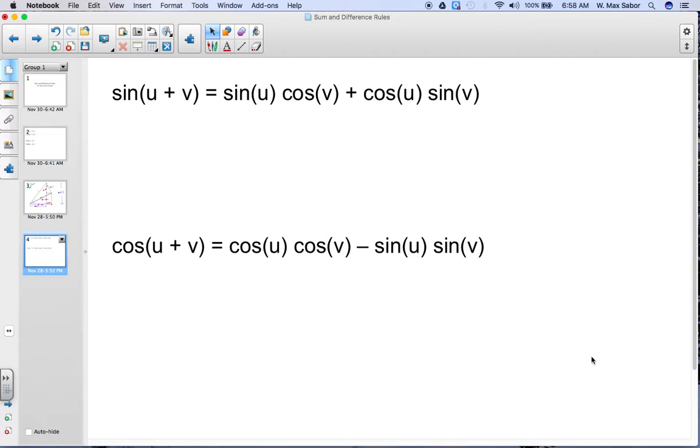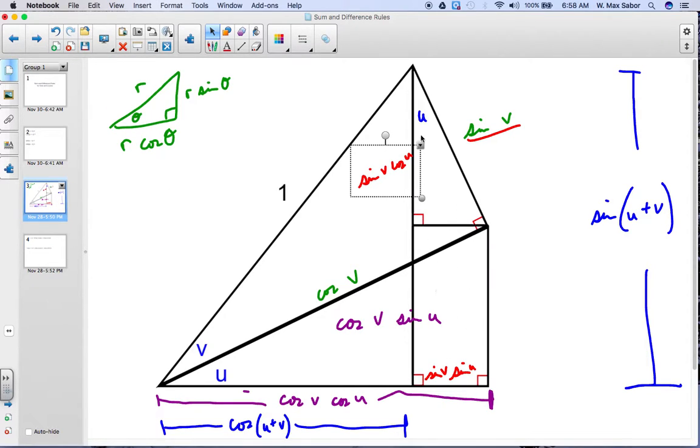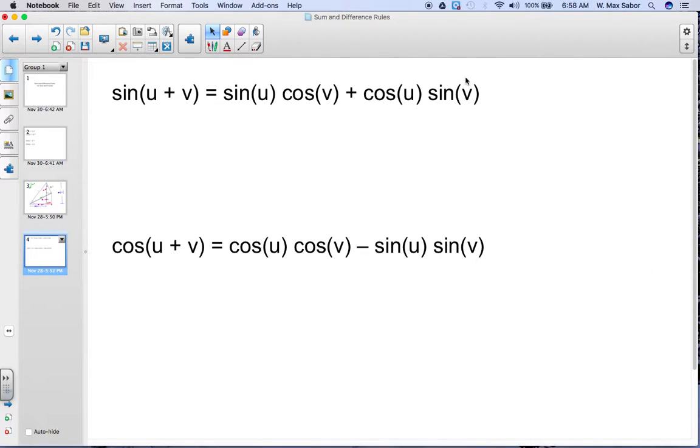Again, we got the subtraction in this problem because we had the entire length minus the small rectangle part on the right, which gave us the part of the actual hypotenuse 1 triangle that we cared about. This one we got from the rectangle. The rectangle's height and the triangle's height added together gave us the whole triangle's height. These are the sum formulas. The next video is going to be the difference formulas, and it's much faster.